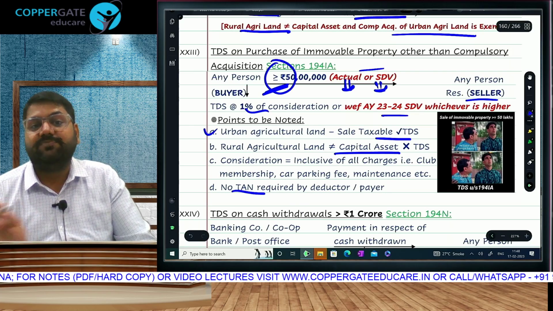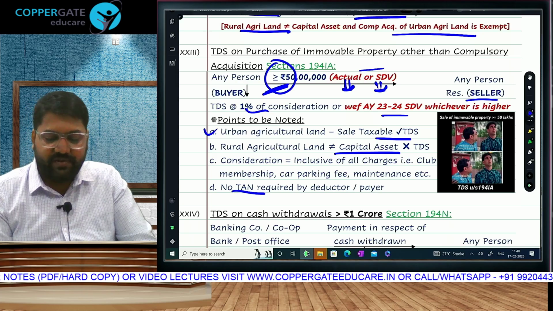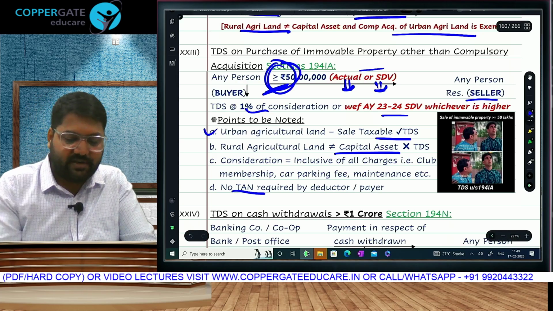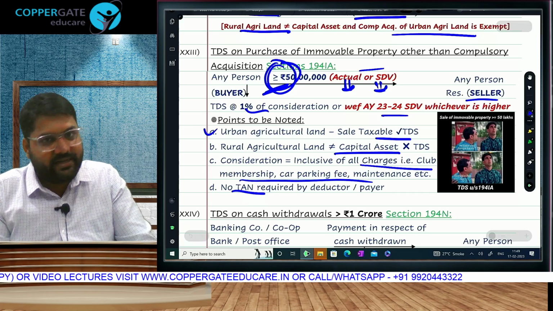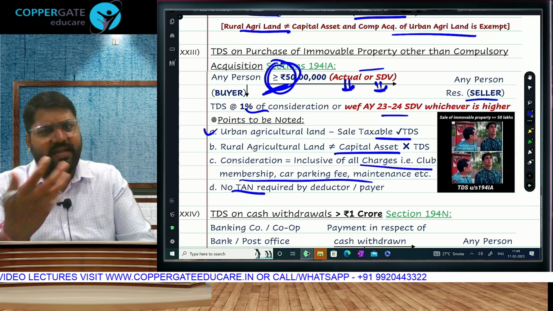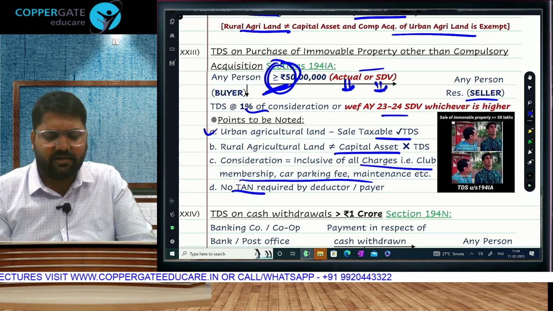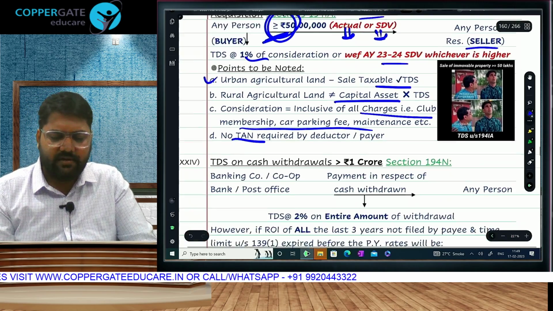This section also has been removed from the non-filer provision, and when we are checking this 50 lakh threshold, this will include parking charges, club membership charges, advance maintenance if taken, sea view charges, any extra additional charges taken; all-inclusive payment will be taken here.